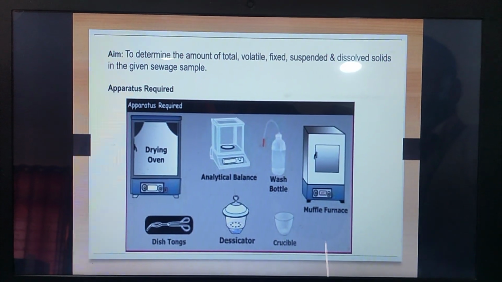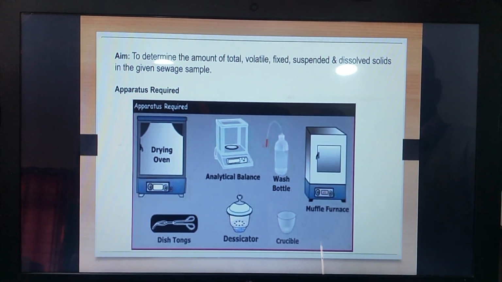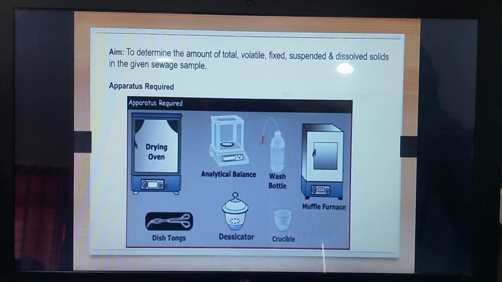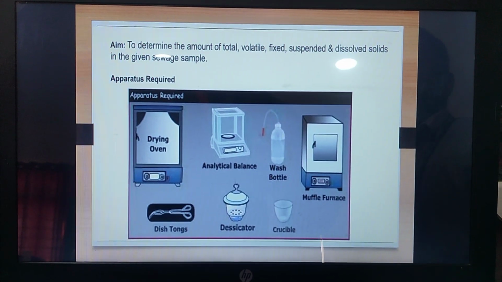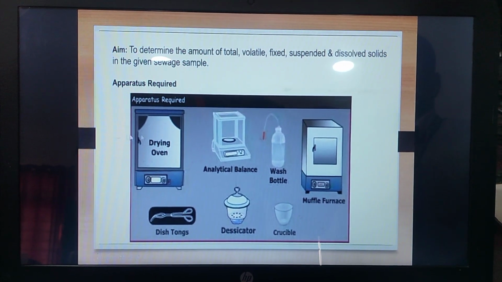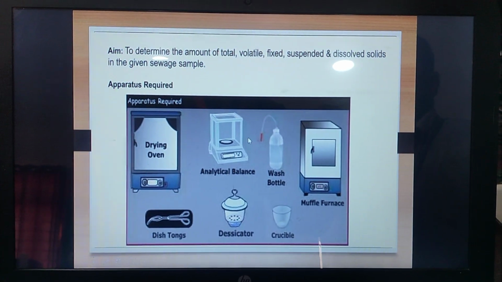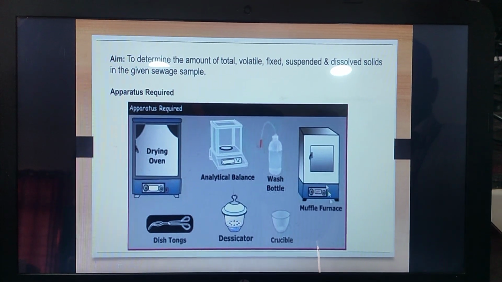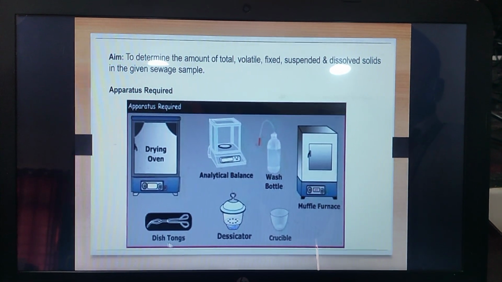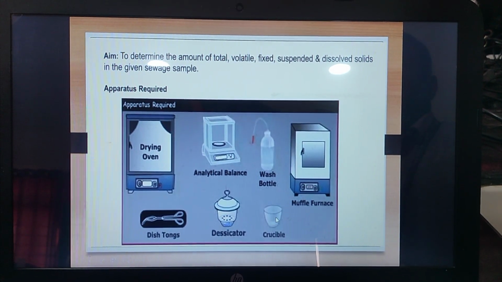Right. So now our aim is to determine the amount of volatile and fixed solids, suspended and dissolved solids for a given sample. These are all the apparatus required: a drying oven, an analytical balance, a wash bottle, a muffle furnace, a dash tank, a desiccator for cooling, and crucibles for collection of sample.